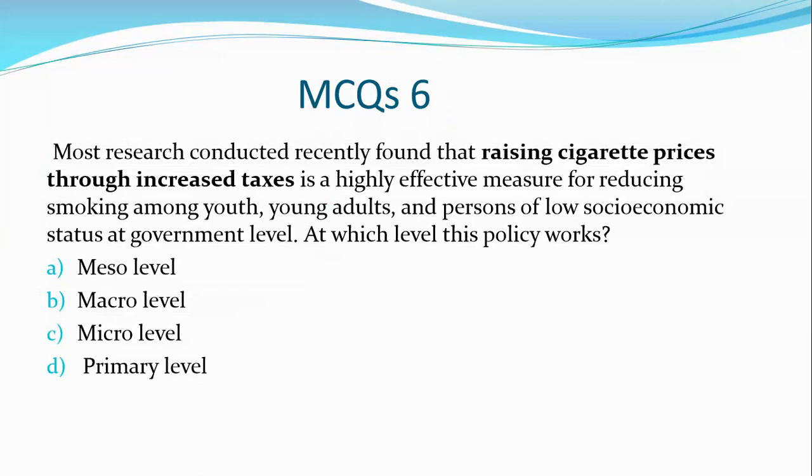MCQ 6. Most research conducted recently found that raising cigarette prices through increased taxes is a highly effective measure for reducing smoking among youth, young adults, and persons of low socioeconomic status at government level. At which level does this policy work? Meso level, macro level, micro level, or primary. It's B, macro level.